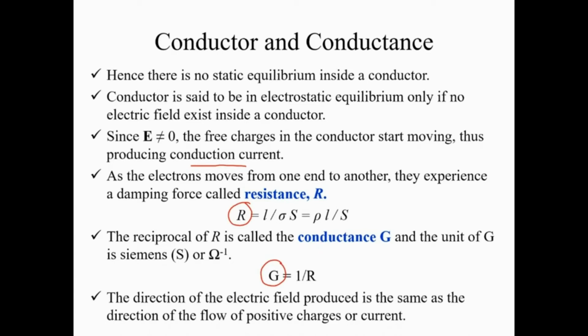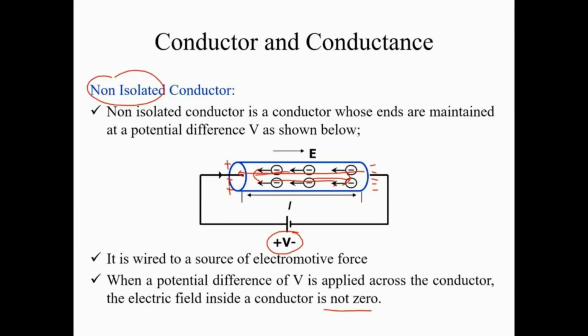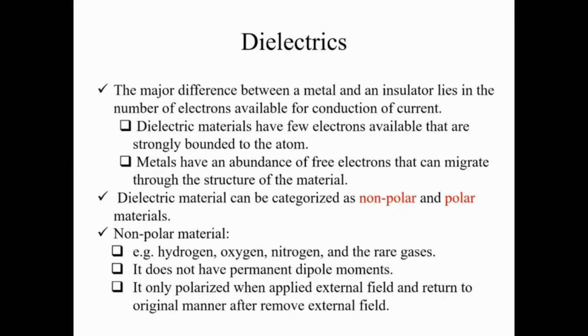The direction of the electric field produced is the same as the direction of the flow of positive charge, or current. So when you see the negative charge moving in this direction, the positive charge moves in the opposite direction, the same as the direction of the electric field and also the direction of current flow, which is reverse to the movement of the electrons. This is the meaning of the statement.